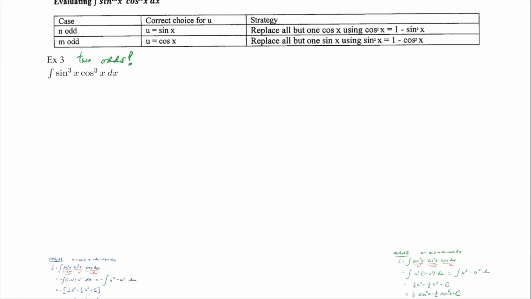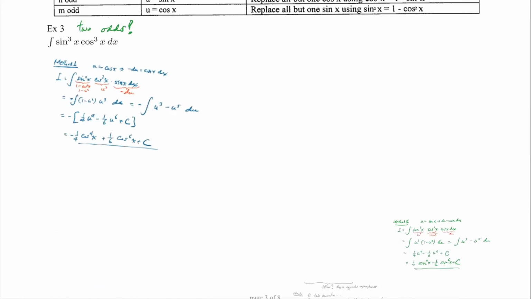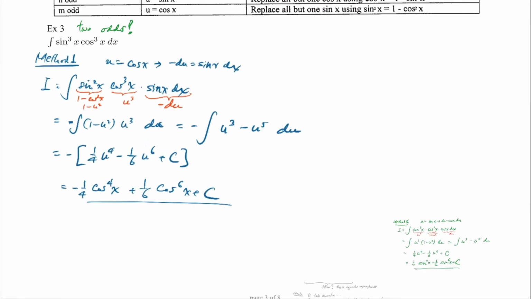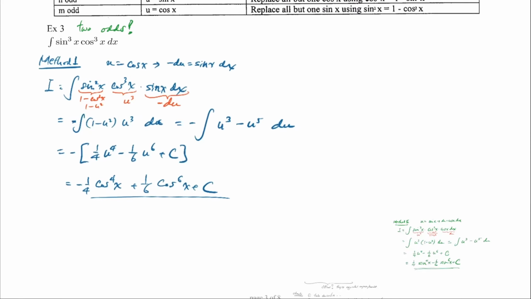Well, I said if it's odd, you could pull one of the trigs out, right? So which one do I take out? Well, it's your choice. See what happens. All right. When I do the first one, I pulled out, in this case, sine of x, right?